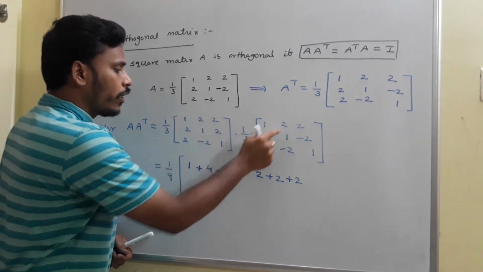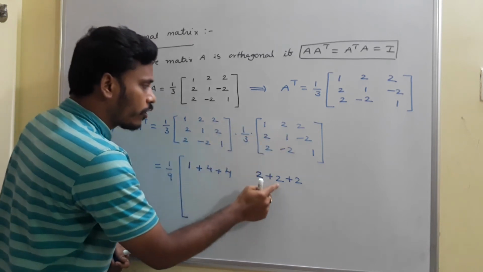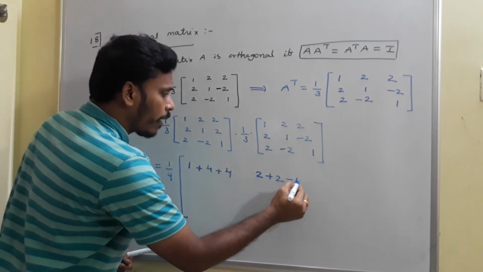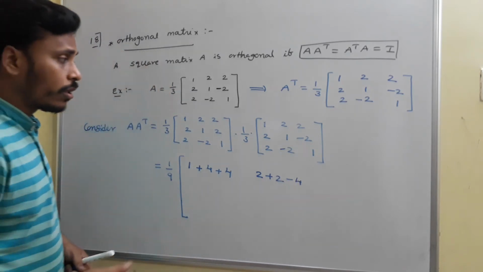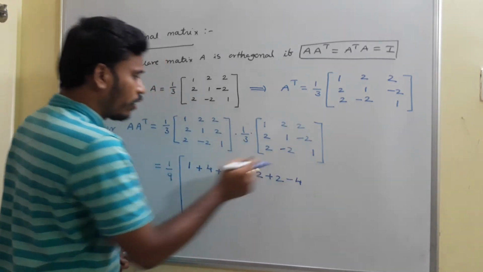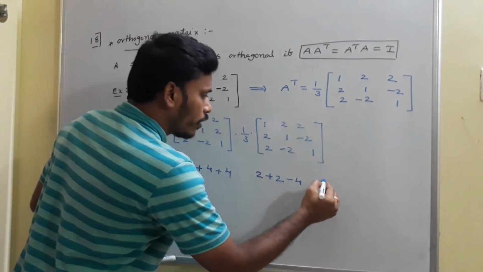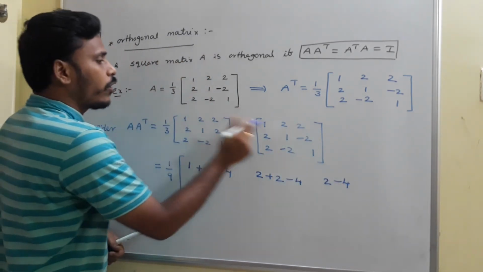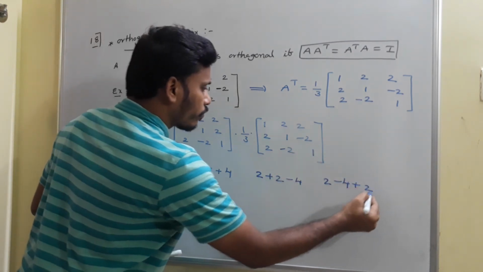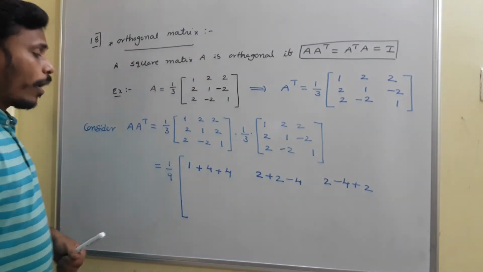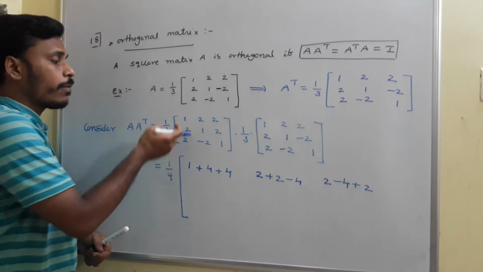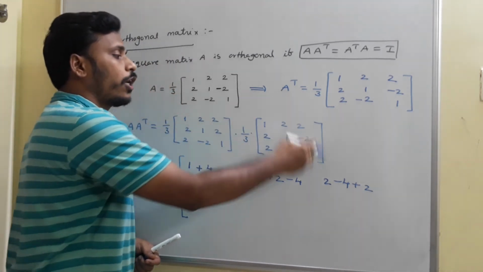Coming to the second element: 1 into 2 is 2, 2 into 1 is 2, 2 into minus 2, here we need to take minus, and that is minus 4. Then the third element, first row with the third column: 1 into 2 is 2, 2 into minus 2 is minus 4, and 2 into 1 is plus 2. We get the second row elements by multiplying the second row with the corresponding columns.